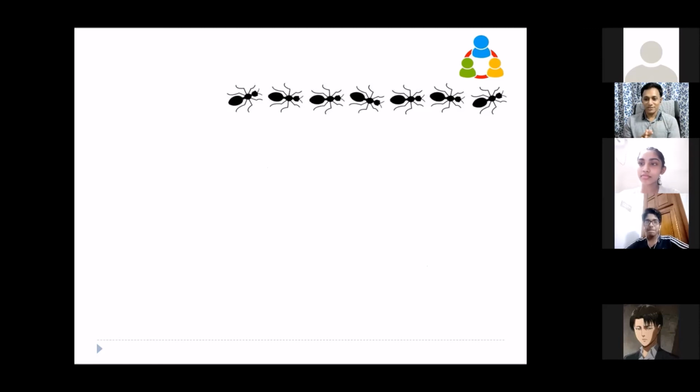Okay, now from chemistry, we get into biology. So this third ant tells there are 2 ants coming behind me, and this ant tells there is 1 ant coming behind me, and this ant tells there are 2 ants coming behind me. How can that be true?